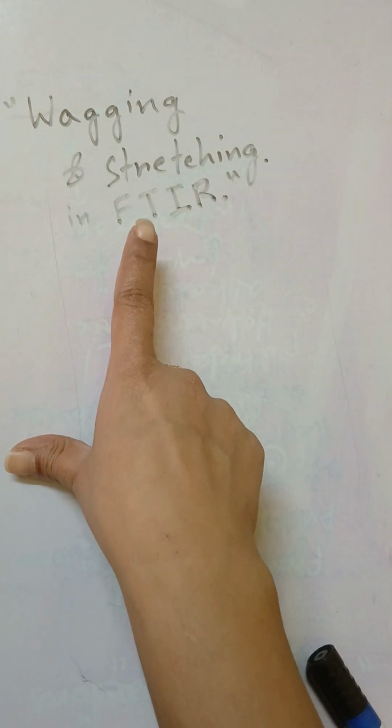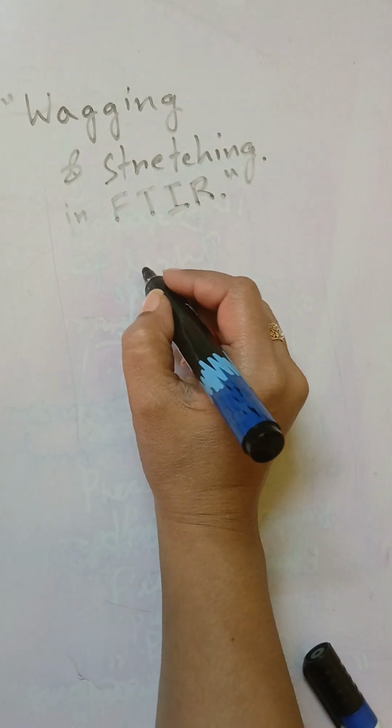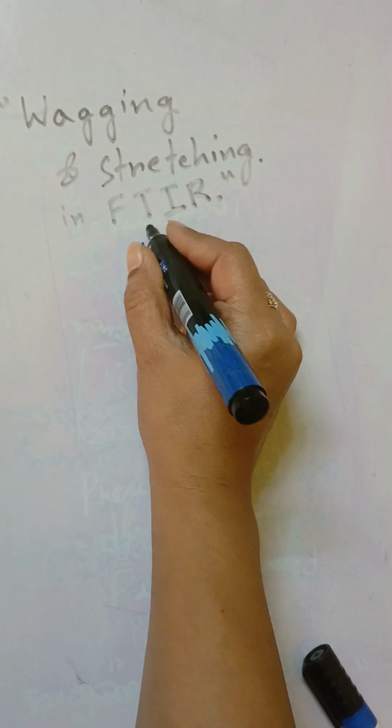Hi guys, in this video I'll be talking about FTIR, which basically depends upon the wagging and stretching movement of the molecules present in a certain compound. Okay, suppose there is a formaldehyde. How does it look? Suppose it's a formaldehyde, then it looks like this.